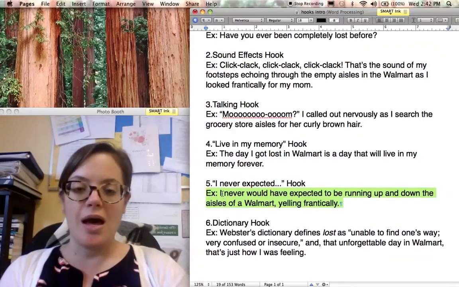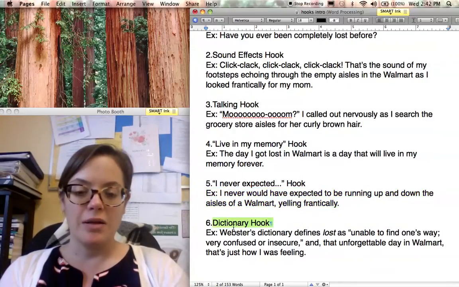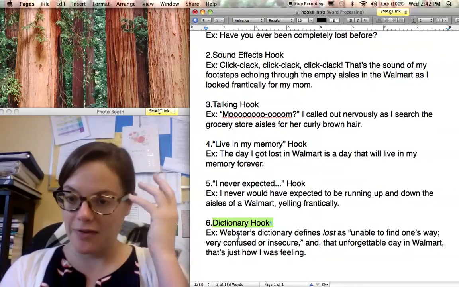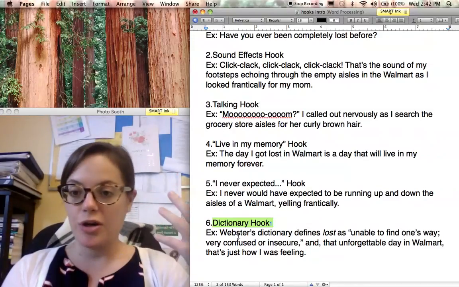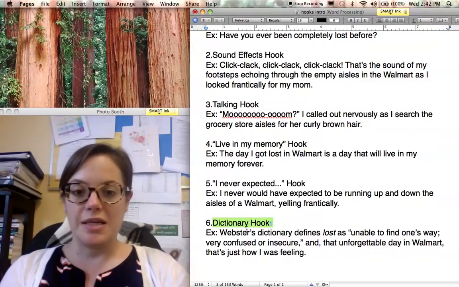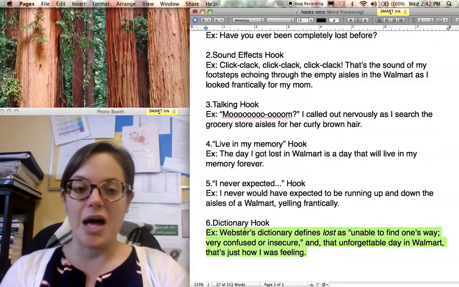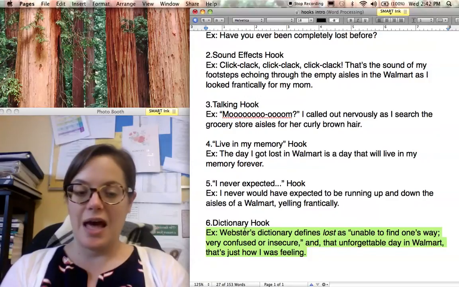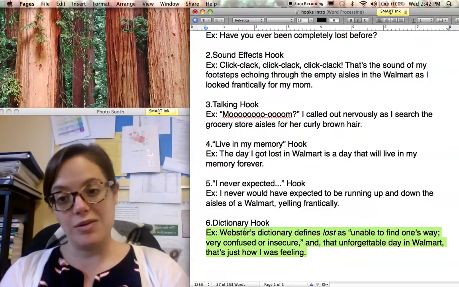Okay. And then our last option, the dictionary hook, and this is when you look up a definition of a word or term or phrase. So here's an example. Webster's dictionary defines lost as unable to find one's way, very confused or insecure. And that unforgettable day in Walmart, that's just how I was feeling.